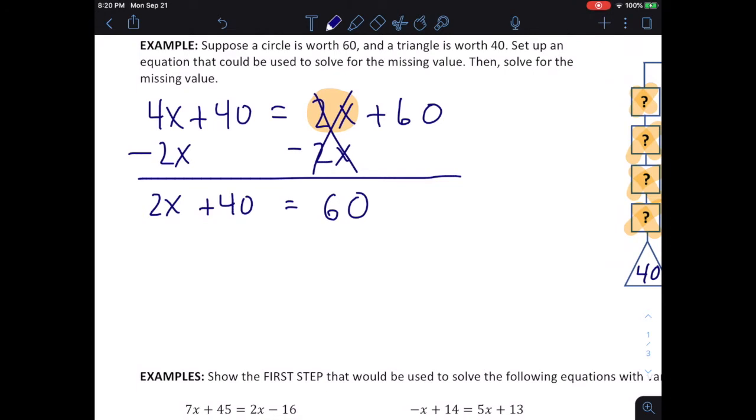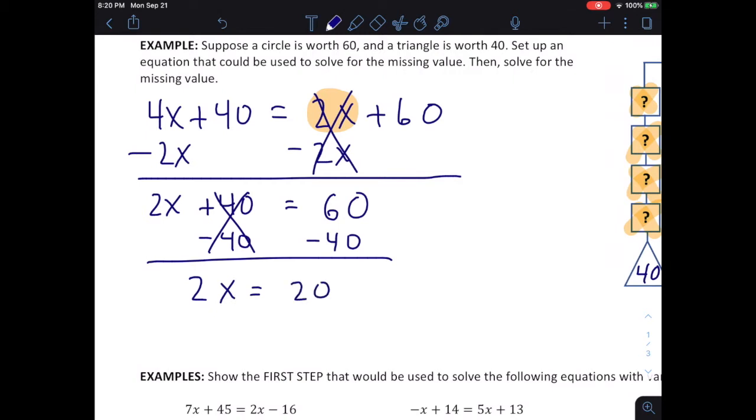Okay, so in that first step, I was able to get the x's on the left-hand side. Now I want to get the numbers on the right-hand side. And it's just a two-step equation like we've done before. So I'm going to subtract 40 from both sides. So when I do, it cancels on the left-hand side. So we have 2x is equal to 20. And now I have the x's on the left-hand side, the numbers on the right-hand side. I'm just going to divide by 2. And I know that x is equal to 10.